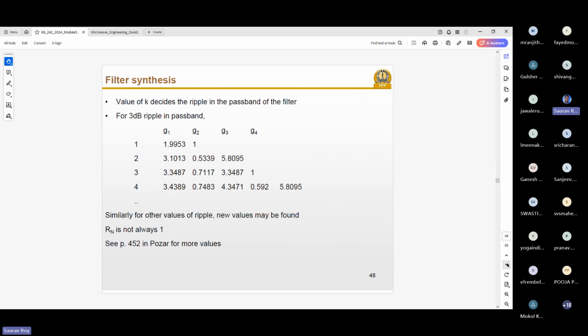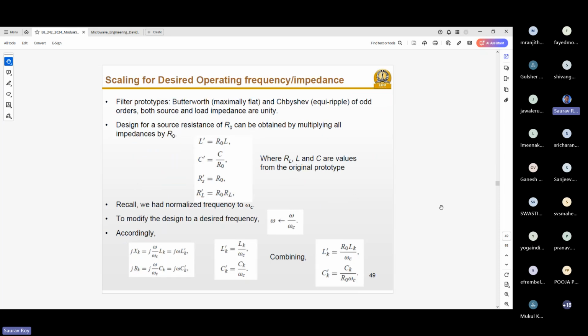Okay. So yeah, that is there. And then, how do you remove the normalization? So that is what is done here. There are two things here. One is the source resistance and another is the cutoff frequency, or omega c. So both have been taken as one.